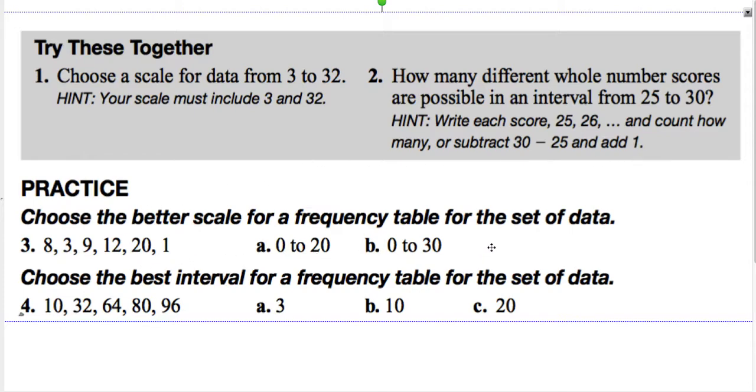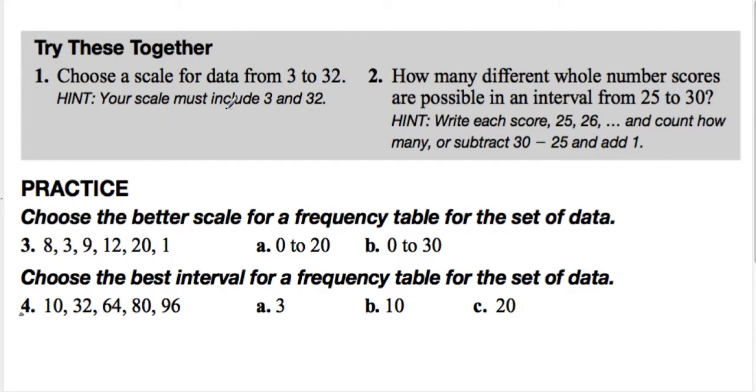So if you choose a scale for data from 3 to 32, what's a good scale to choose? Since 3 is close to 0, a good scale would be from 0 to 35. That would be a good scale.